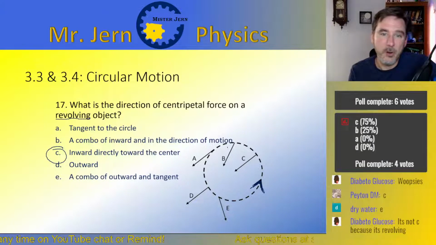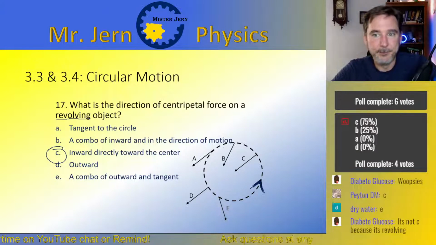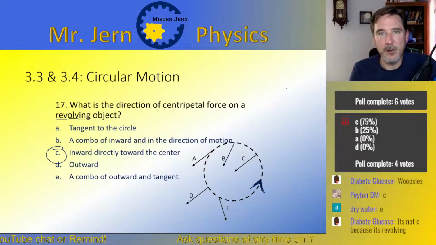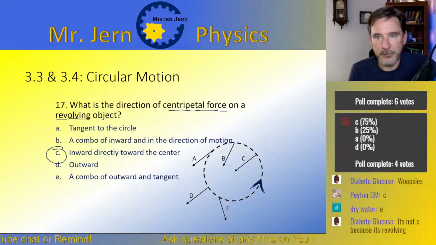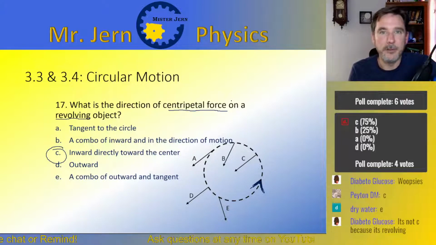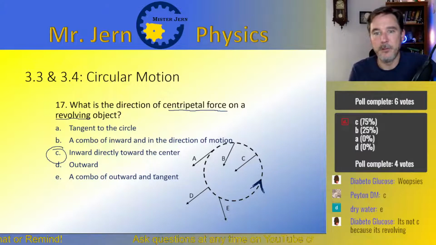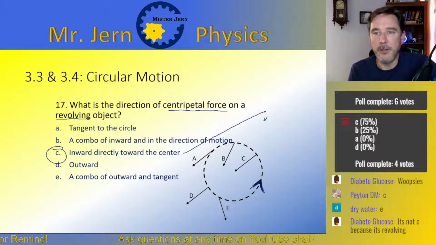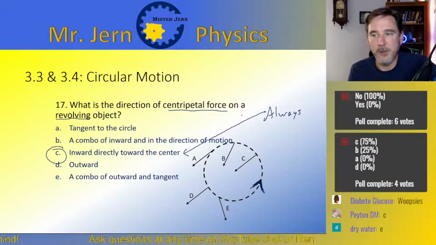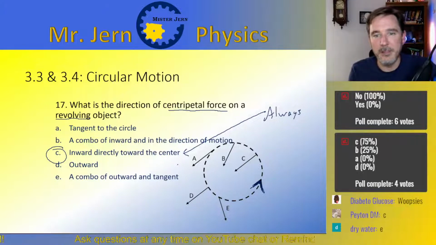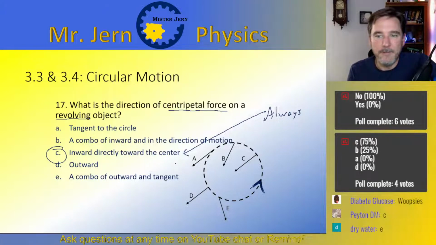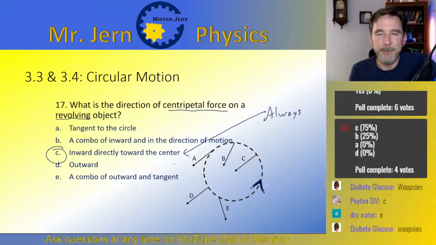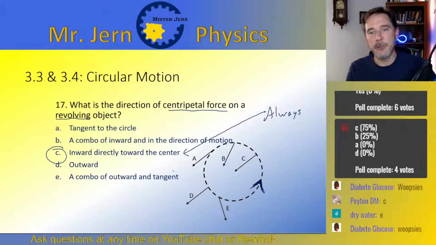The answer is always, always, always inward, directly toward the center. If you thought anything else, you may have been overthinking it or underthinking it. But the bottom line is centripetal force, by definition, is always toward the center of the circle. Always. Okay? Dry water, you're a little late to the party, probably because of the delay, so I apologize. It's a good one. All right. So, centripetal force is always toward the center.